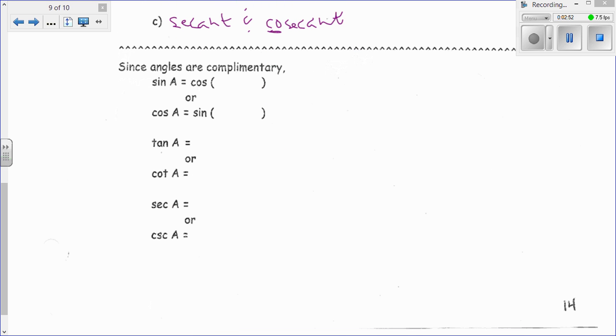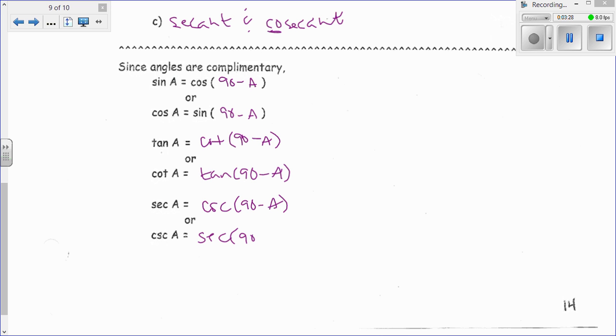Since the angles are complementary, the sine of A is equal to the cosine of 90 minus A. Or you could say the cosine of A is equal to the sine of 90 minus A. So the tangent of A is equal to the cotangent of 90 minus A, or the cotangent is equal to the tangent of 90 minus A. Secant is equal to the cosecant of 90 minus A, or the cosecant of A is equal to the secant of 90 minus A. The 90 minus A doesn't change, it's just their pair, it's their cofunctions, their partners.